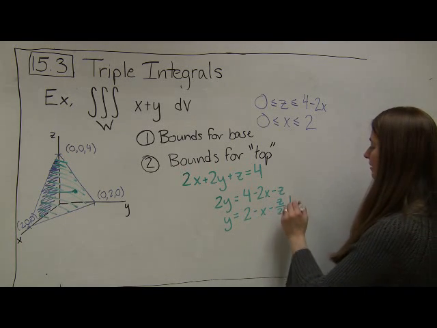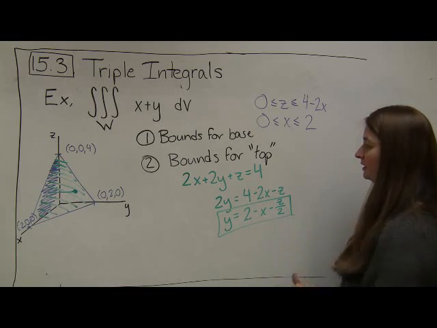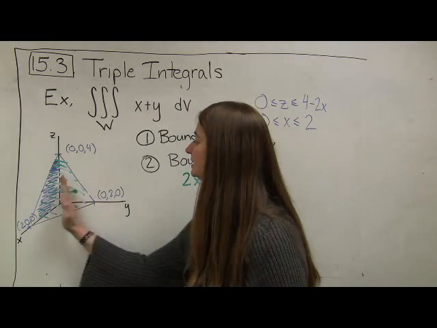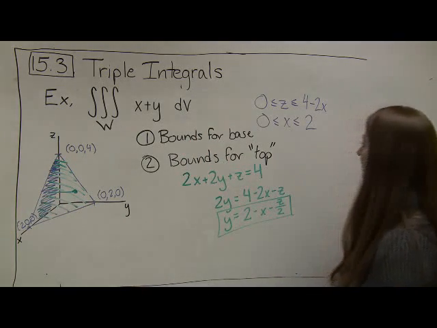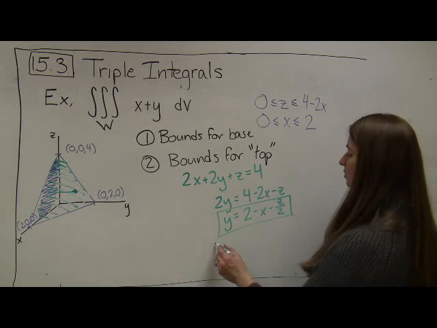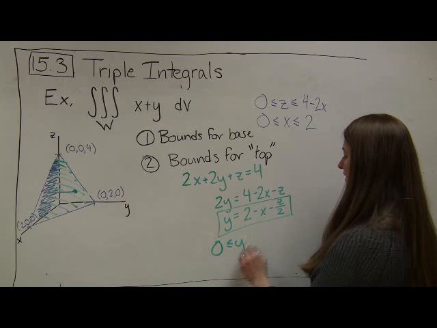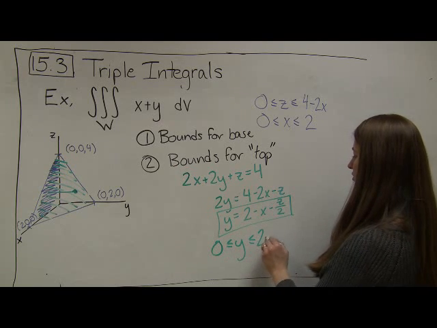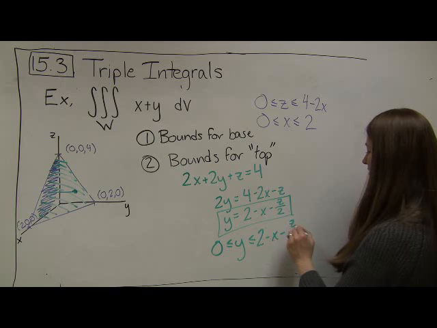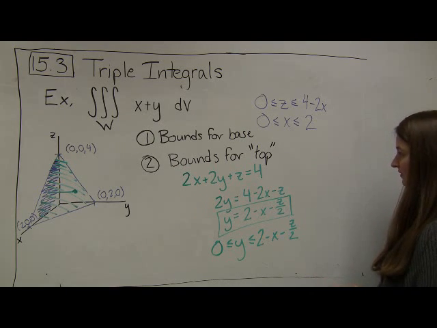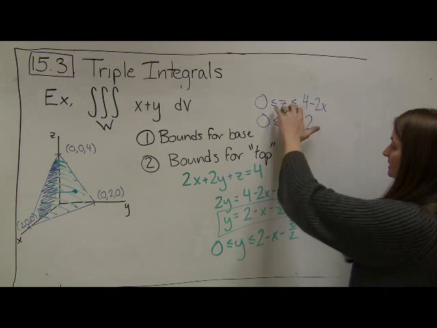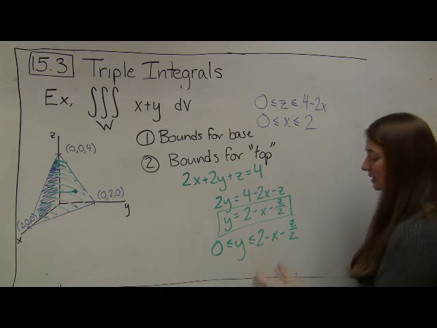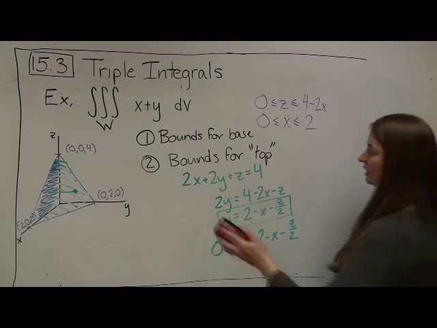So this is the upper bound for the top, and the lower bound is going to be down here at this shaded-in base, and the base is where y equals 0. So it means that in this case, my bounds in y are going to go from 0 up until this plane, 2 minus x minus z over 2. So I have the bounds for the base, the bounds for the top, and now I can just set up my integral to integrate.